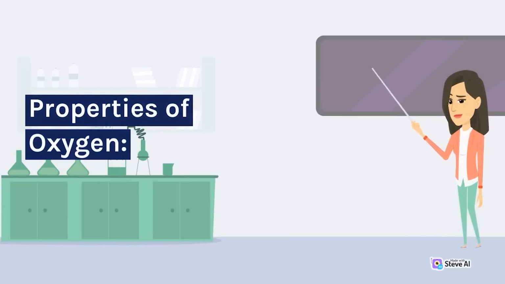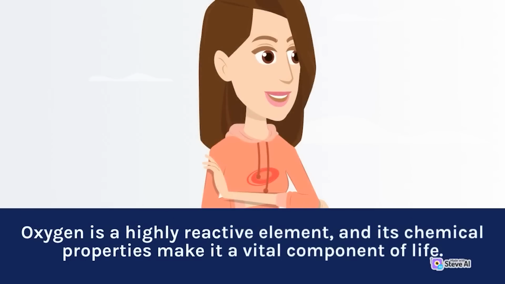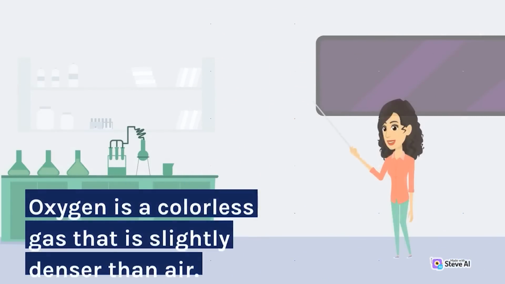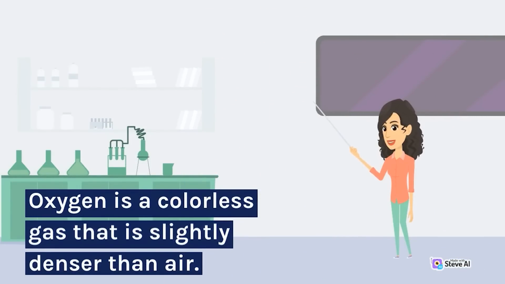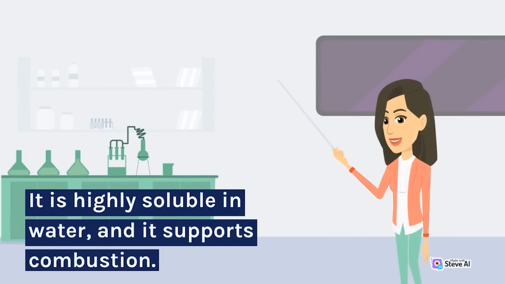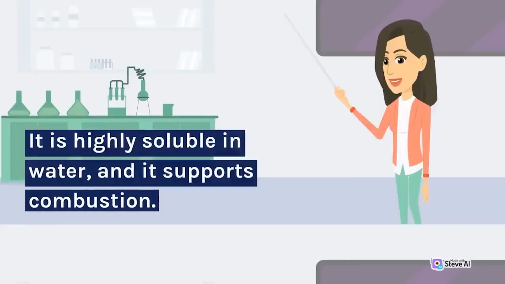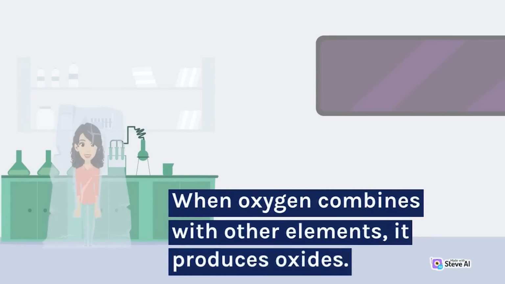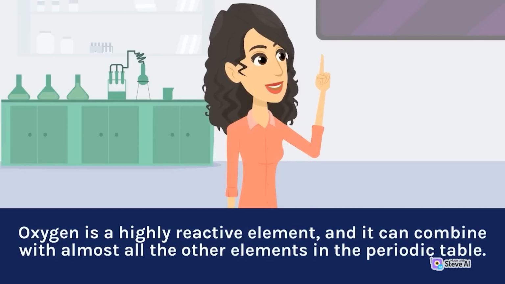Properties of oxygen. Oxygen is a highly reactive element, and its chemical properties make it a vital component of life. Oxygen is a colorless gas that is slightly denser than air. It is highly soluble in water, and it supports combustion. When oxygen combines with other elements, it produces oxides. Oxygen is a highly reactive element, and it can combine with almost all the other elements in the periodic table.